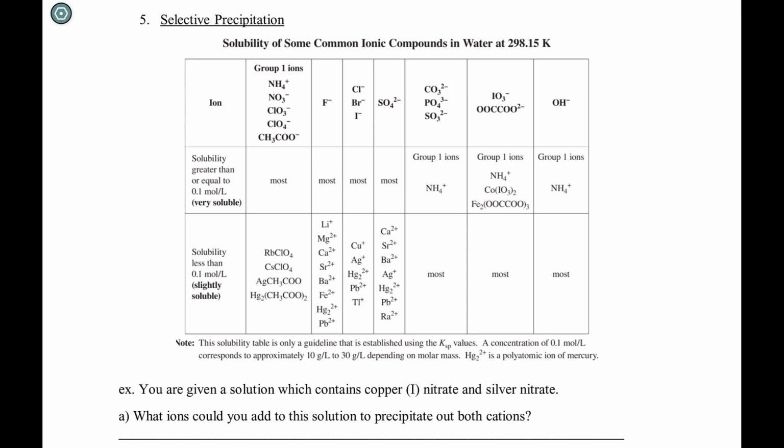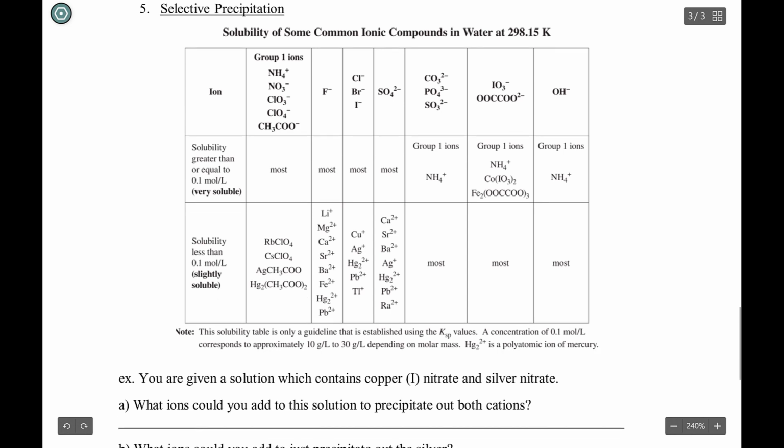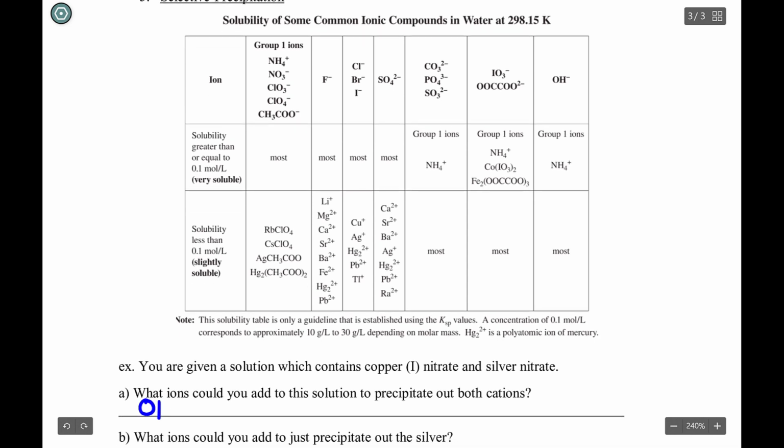Now, I'm actually going to start over on the right-hand side here. So for instance, hydroxide is only soluble with group 1 ions and NH4+. Copper 1 is a transition metal, and so is silver. They would fall underneath most. So I know that I could use hydroxide ions to remove both.